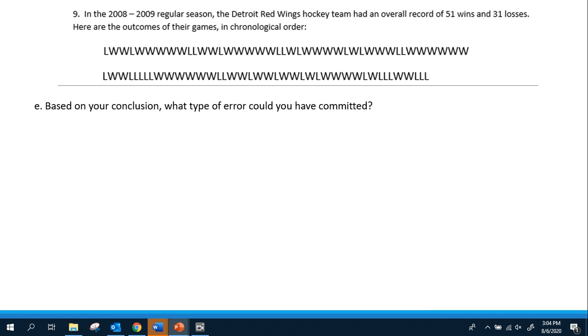If we made an error, which type of error did we make? Well, if you think about this, we failed to reject, so that means it is a type 2 error. So in a type 2 error, we said that the Red Wings were not a streaky team, but they really were.